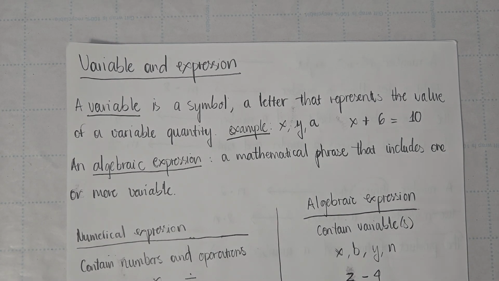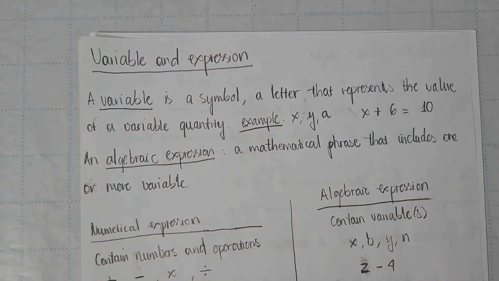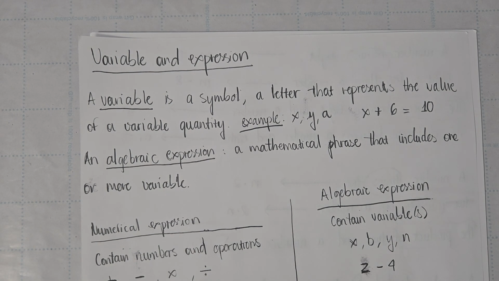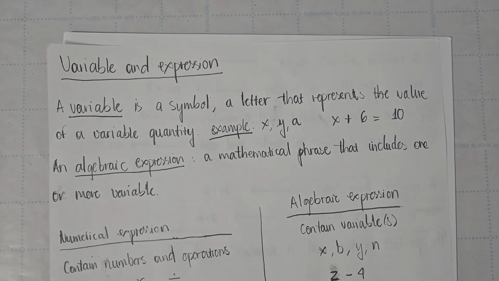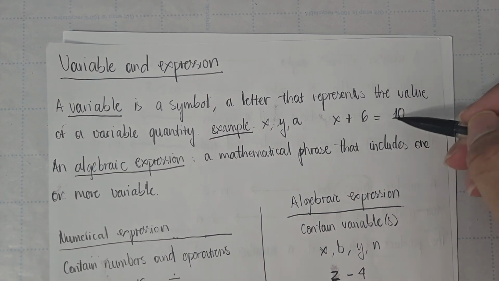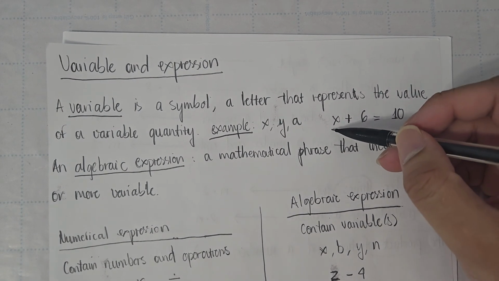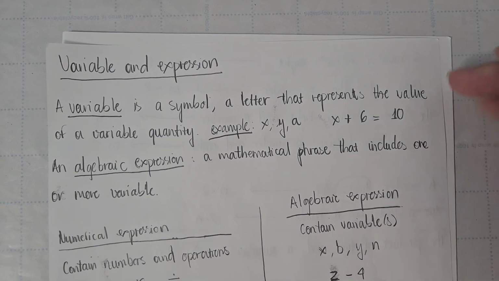First of all, what is a variable? It's a symbol, a letter that represents the value of a variable quantity. For example, it can be x, y, z, a, m. To make it more simple, you can look at this one: x plus 6 equals 10. So x here is the variable of this equation.